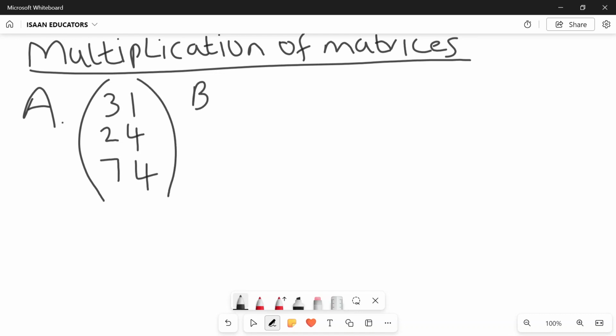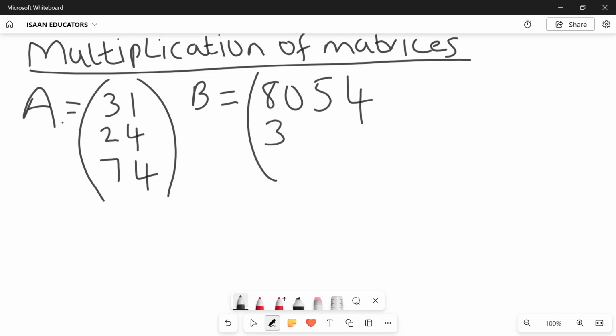And then you have another matrix B, which has these elements. For example, it has 8, 0, 5, 4, and then it has 3, 2, 1, 1. So you're going to enclose it in brackets. So we have these two matrices here.